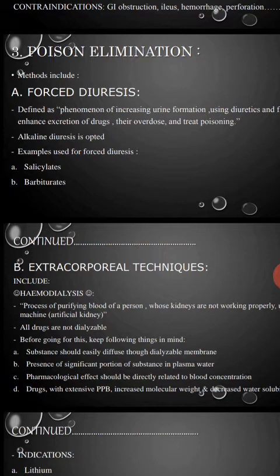So what is the link between changing the urine pH and excretion of poison? Suppose you change the urine pH: acidic drugs in alkaline urine undergo ionization, and basic drugs in acidic urine undergo ionization. Ionized drug molecules are more water soluble and lose their ability to be reabsorbed through renal tubules, so they are eliminated in the urine. This is about diuresis.